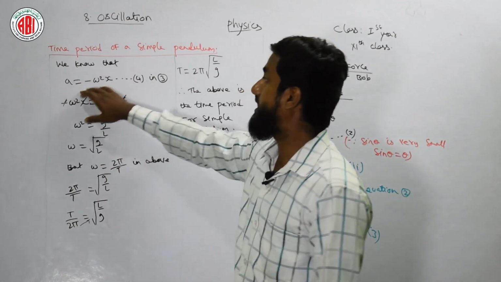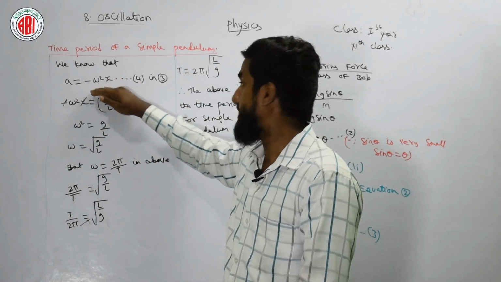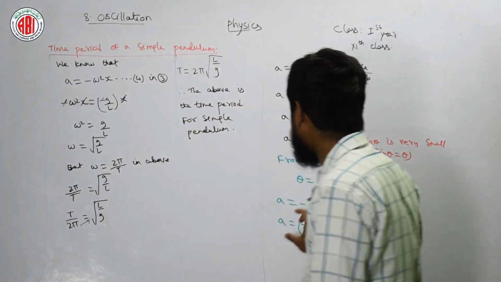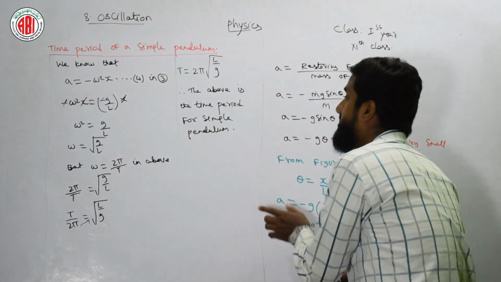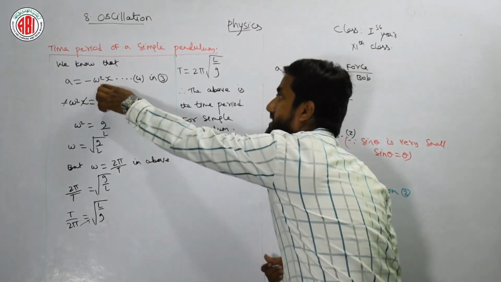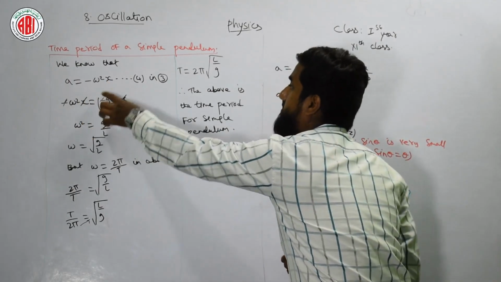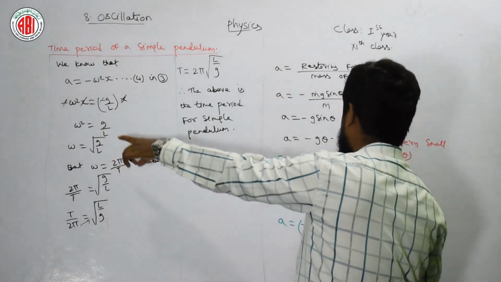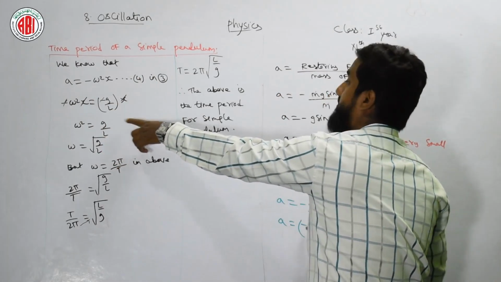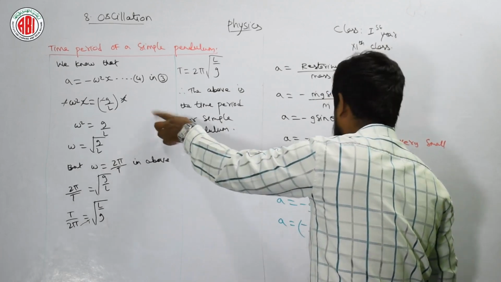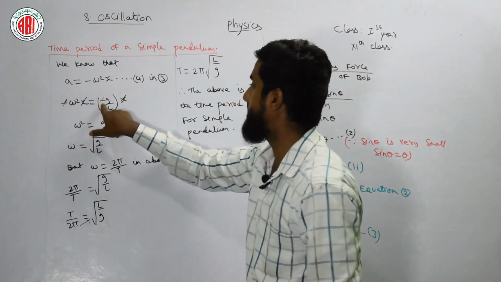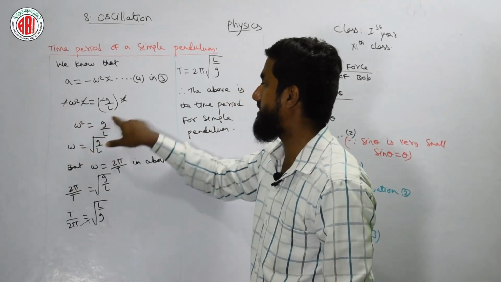We know that a is equal to minus omega square x. This is equation number 4. We put it in equation number 3. In equation number 3, instead of a, I write minus omega square x, which equals minus g by L into x. Here x gets cancelled, the minus gets cancelled, and we remain with omega square is equal to g by L.